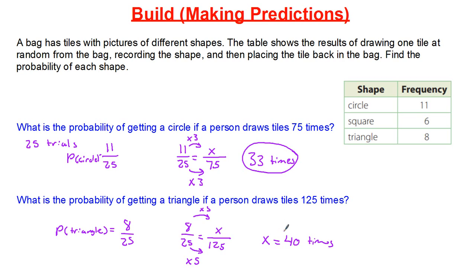So how many times should I draw a triangle based off of the information that I have? If I draw 125 times, I should get a triangle 40 times. That's it.